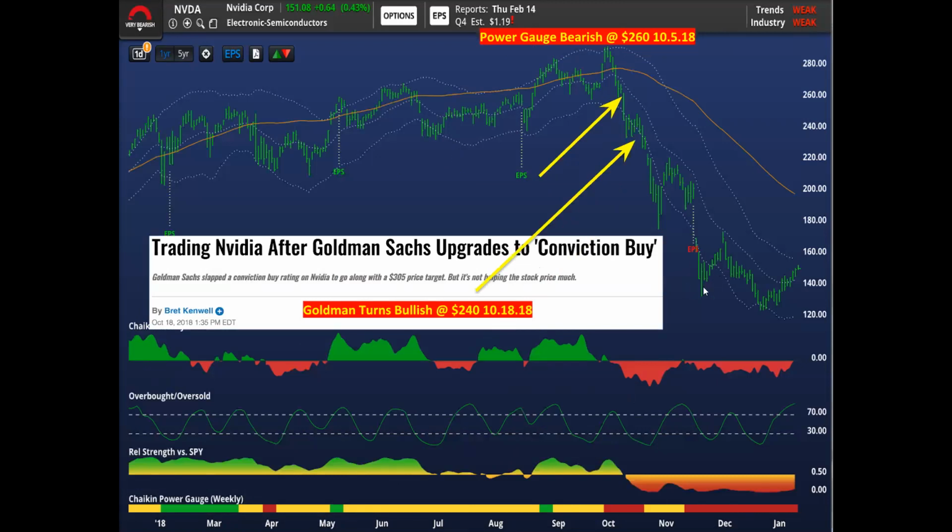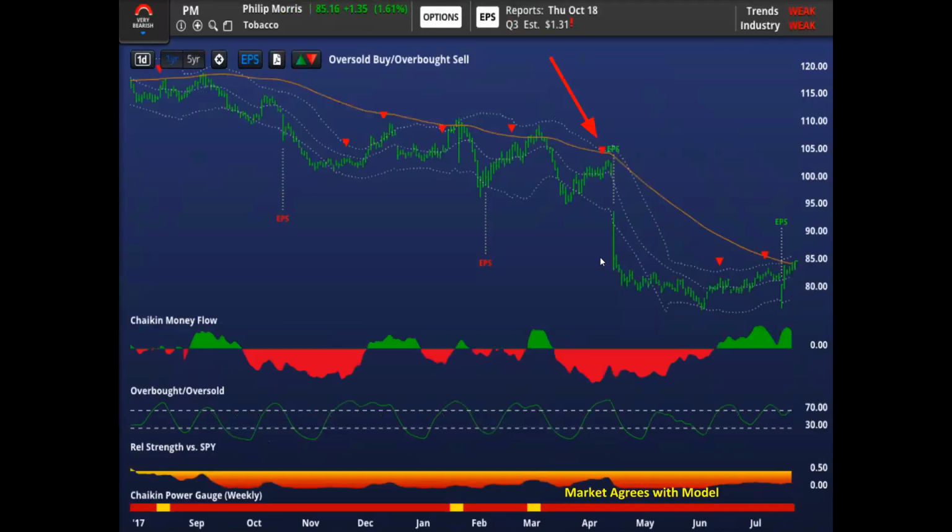Goldman had to come out with a mea culpa down here after this earnings miss. They loved it at 240. They had to give their mea culpa down here around 140. Tools were there to take you out of the name. Or what about bottom fishing? Mark Chaikin has called bottom fishing one of the most expensive sports in America, and here's why.